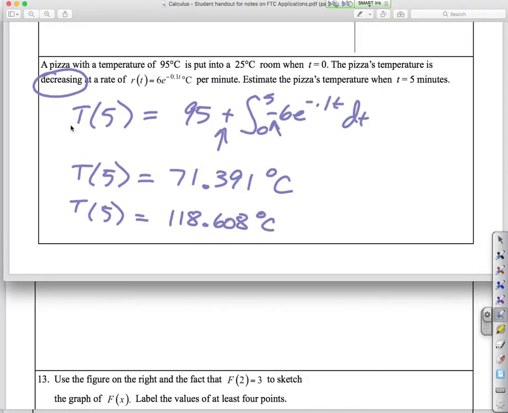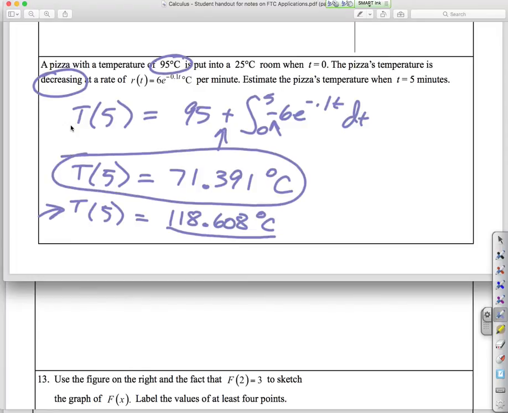All right, so what should have been a dead giveaway that this was no good? My original temperature is 95 degrees, and it's supposed to be decreasing. That got larger. So if I did it without the negative, I would have got that, and that should have told me, oh, it's decreasing, so it needs to be negative. So that's why we get 71.391 degrees Celsius.